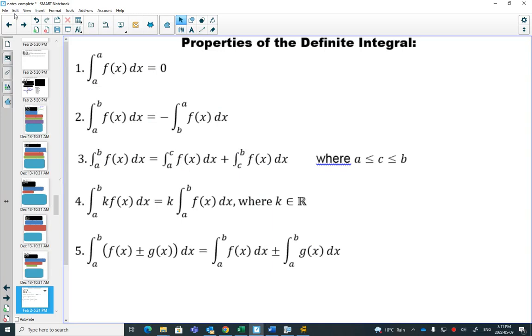So on the next page, we have a list of properties of our definite integrals. Many of these are similar to properties that we've seen with indefinite integrals, but some of them are specific to definite integrals. For example, the first one. If you wanted to find the area under a curve and you started at some value, let's say 5, and you went to 5, there'd be no area under that curve because it would be just a straight line, which has no area. So does it make sense that that would equal 0?